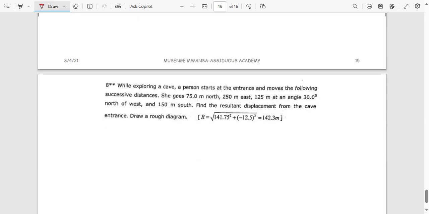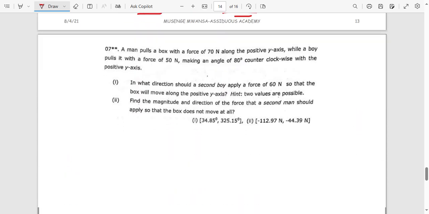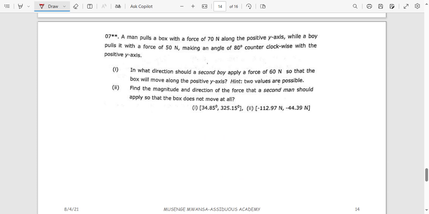Okay, we have got simple questions remaining to be done. A man pulls a box with a force of 70 newtons along the positive y-axis, while a boy pulls it with a force of 50 newtons, making an angle of 80 degrees counterclockwise with the positive y. So let's try to see what's happening.